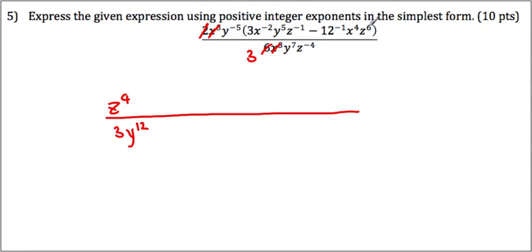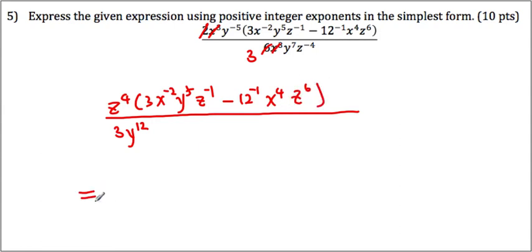Now we're going to rewrite this one. We get 3 x to the negative 2, y to the 5th, and z to the negative 1, minus, notice this is 12 to the negative 1, and x to the 4th and z to the 6th power. So let us try to do that together. Let's see what we end up getting.